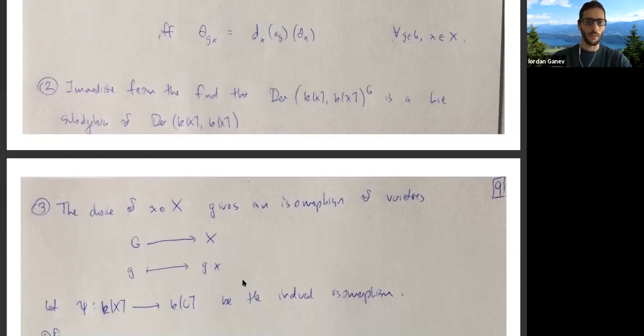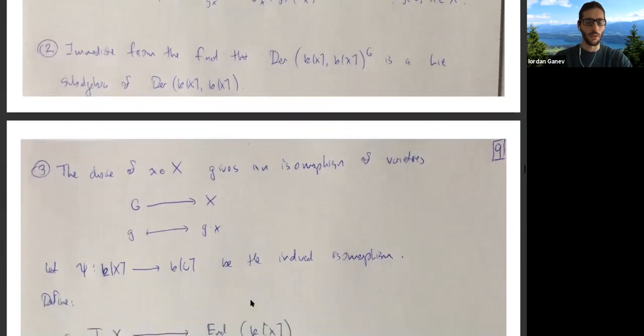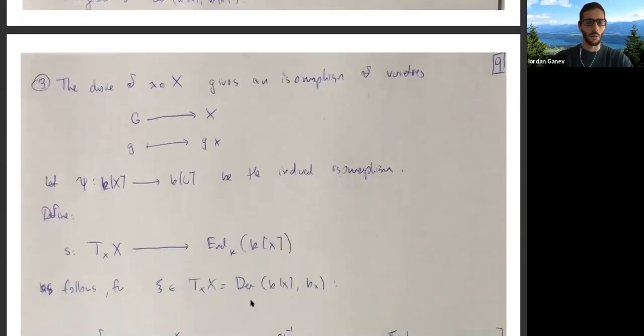But anytime we pick a point, that gives us an isomorphism between G and X. And so we have an induced isomorphism between the affine algebras. The claim is that if we take any equivariant vector field on X and specialize it to a point little x, then we get an isomorphism between the space of equivariant vector fields and the tangent space at that point. So what we want to do is show that this is surjective.